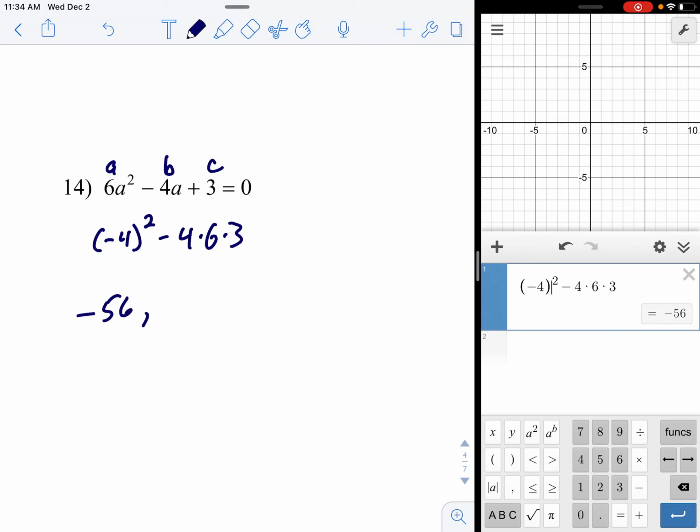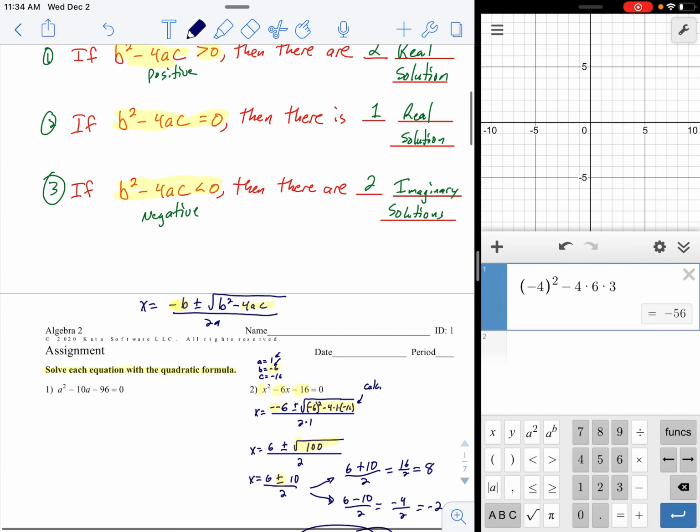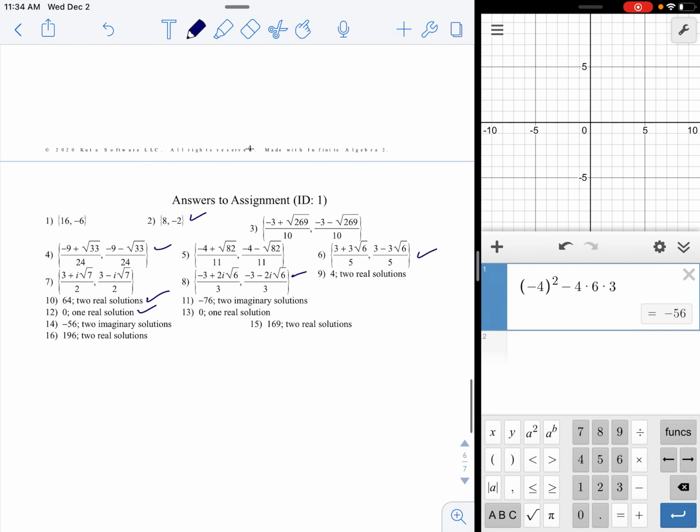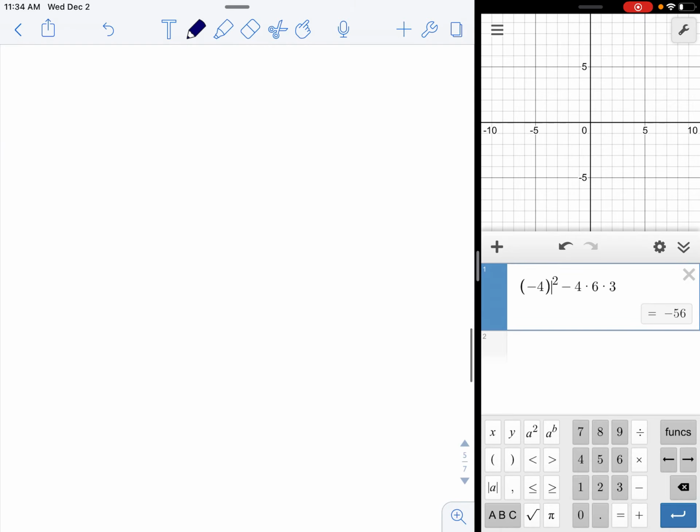What does it mean when there's a negative discriminant? If it's negative, there are 2 imaginary solutions. So 2 imaginary solutions. Check the answer for number 14, and there it is. Negative 56, 2 imaginary solutions. All right, let's do 16 and we're done.